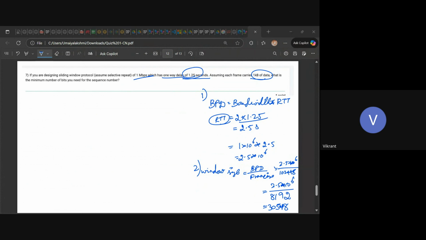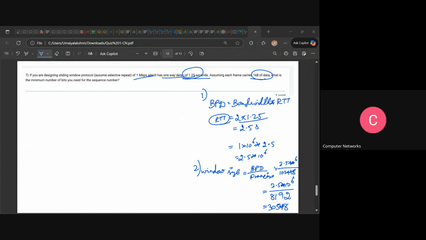Just one question. When we are computing the bandwidth delay product, we have to take RTT, not the one-way delay? Yeah, because it's a one-way delay, so I'm taking it as a round trip. So when we are computing, we have to take RTT, is it? Yes. Okay.